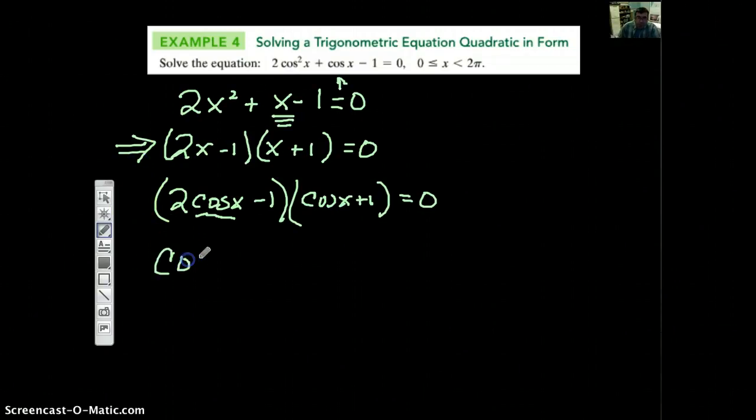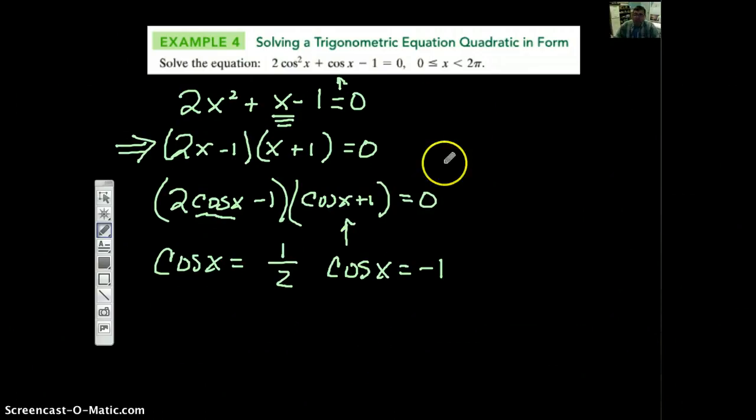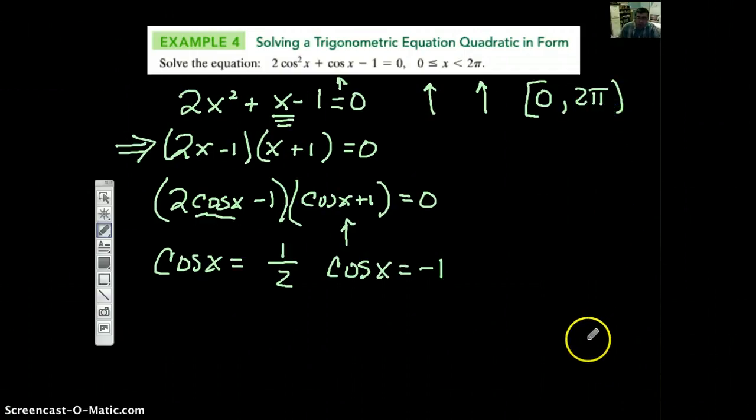This would be cosine x is equal to, now what we got to do, we got to move the 1 to the other side and divide by 2. Again, in this problem right here, we're going to set it equal to 0, and cosine x has to equal -1. Also notice our directions say between 0 and 2 pi. Those are the domain values.